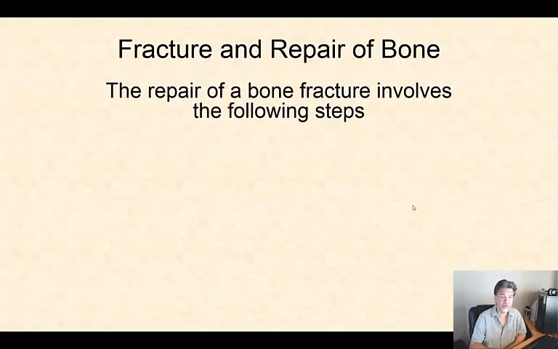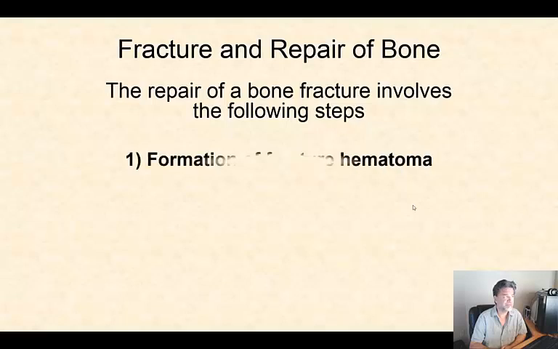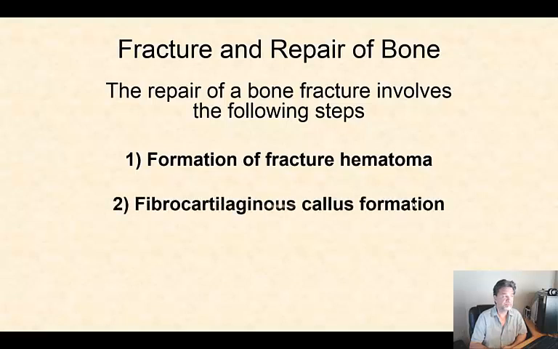Now, what happens when you break a bone or you fracture it? It involves 4 steps. The first step is we're going to form a hematoma, a kind of clot. This is just an immediate reaction and a very minor attempt to stabilize the tissue surrounding the break.